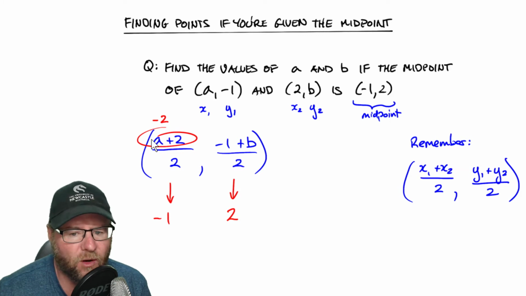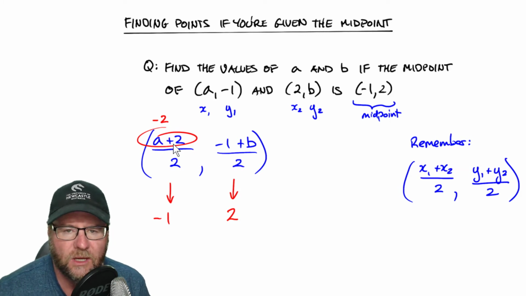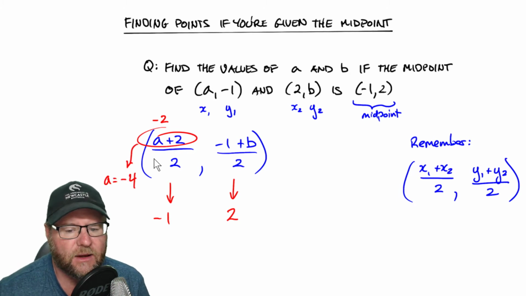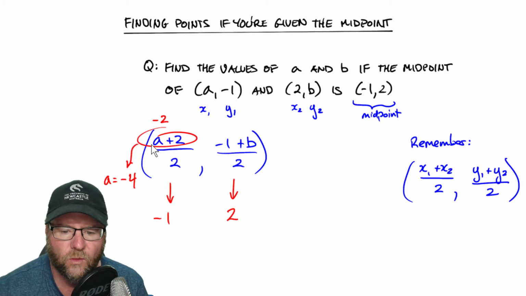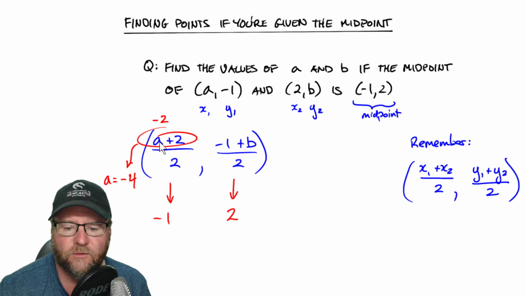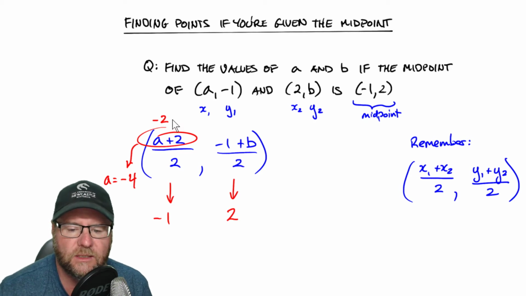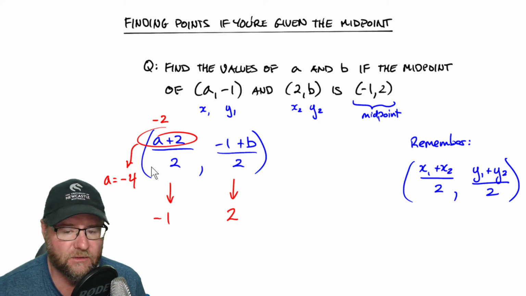What value of A makes this top piece equal to -2? Well, I can see by a bit of trial and error that if my A was -4, that would be correct. So -4 plus 2 would give me -2, which when I divide by 2 gives me -1. So my A value is going to be -4.